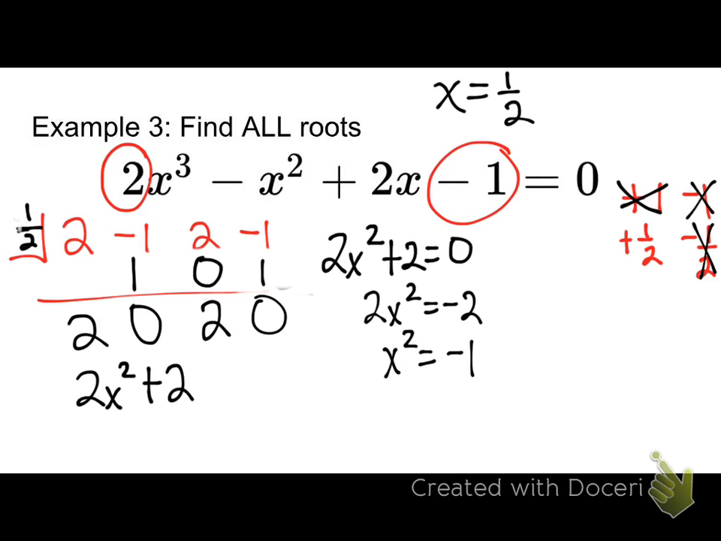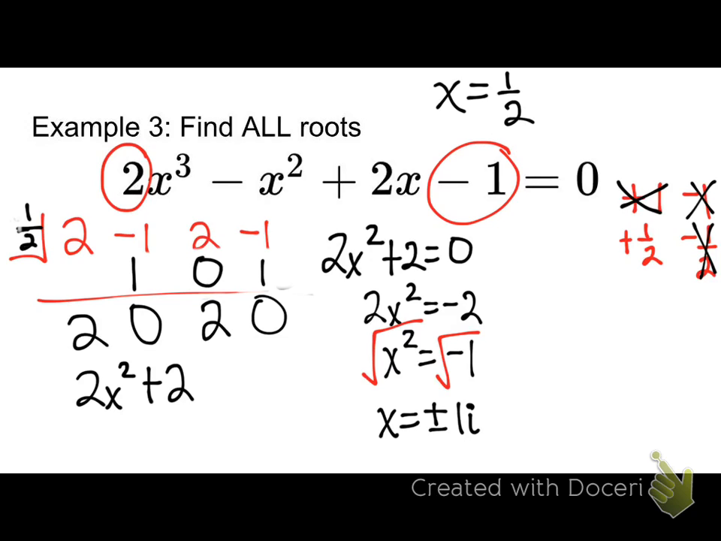Now what do we do? Square root. Square root of negative 1 is i. So plus or minus i. How many answers does this account for? 2. And then we had another one up here, so we've got a total of 3.